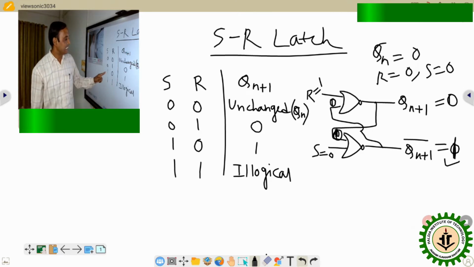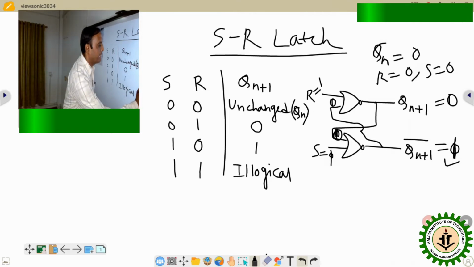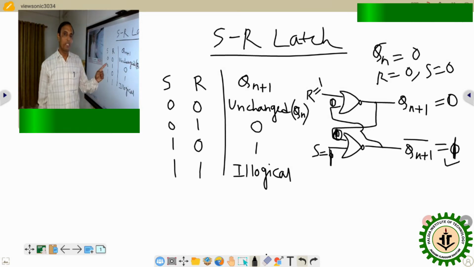Like this we can see, for that case of 1 0, the next output will become 1, that means it will depend on the S value. And for that case of 1 1, which is also very important, here we will not get any logical value. Why am I saying it is not a logical value? Because whenever we have given 1 and 1, I already told you that for a NOT gate, if one input is 1, the output will be 0.